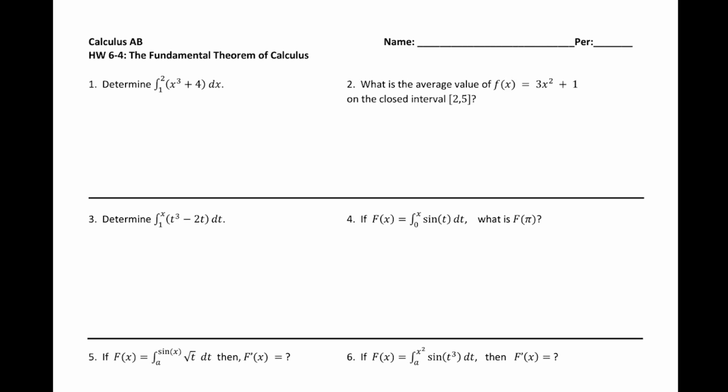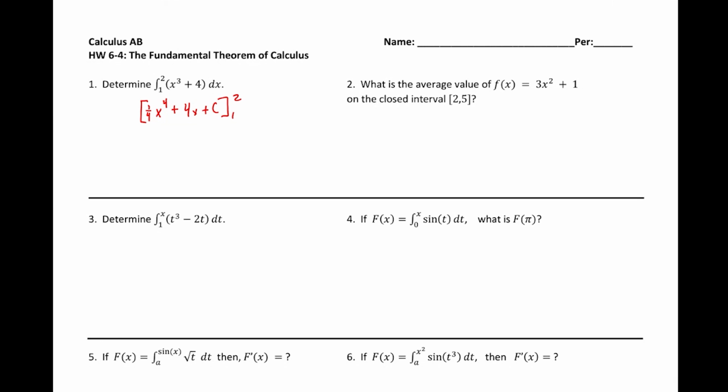It says determine the definite integral of x cubed plus 4 dx from 1 to 2. So here we're going to use the second part of the fundamental theorem, which ironically we covered first. First, we need to find the family of antiderivatives of x cubed plus 4. So the antiderivatives would be x to the 4th divided by 4 plus 4x, and we're going to evaluate that from 1 to 2. And let me go ahead and put the plus c, just so we don't forget about that.